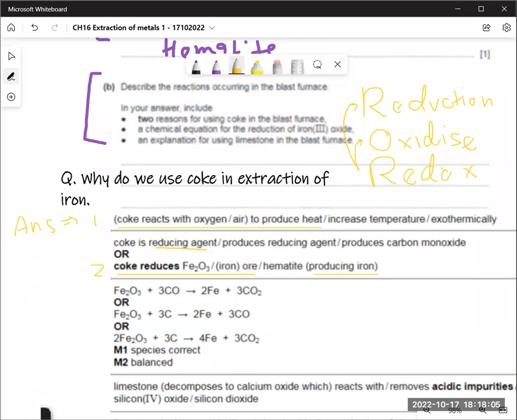Redox: reduction means loss of oxygen and gain of electrons. Oxidation means gain of oxygen, loss of electrons. So gain of oxygen or loss of electrons is oxidation. The reduction means loss of oxygen or gain of electrons.